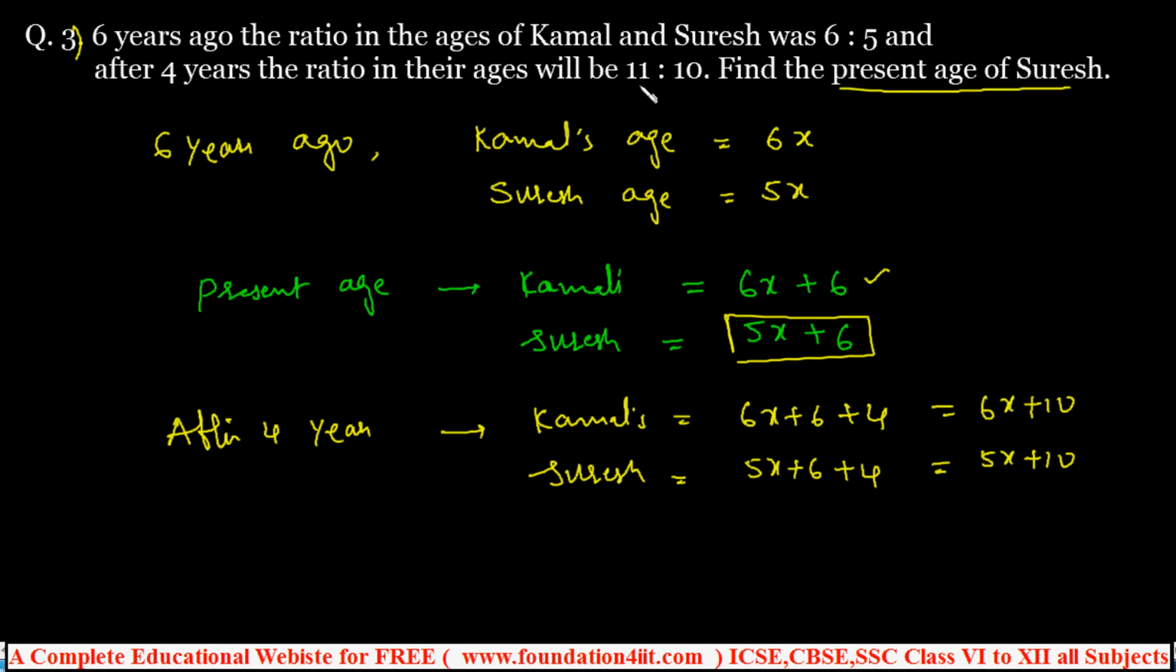But after 4 years the ratio is given as 11:10. So 6x plus 10 and 5x plus 10 is equal to the ratio 11:10. Now the problem will be clear. So 6x plus 10 is the age after 4 years compared to the previous, and 5x plus 10, this is equal to 11:10. From this statement we'll find out the x value. We'll substitute in this and get the present age of Suresh, if you know the x value.